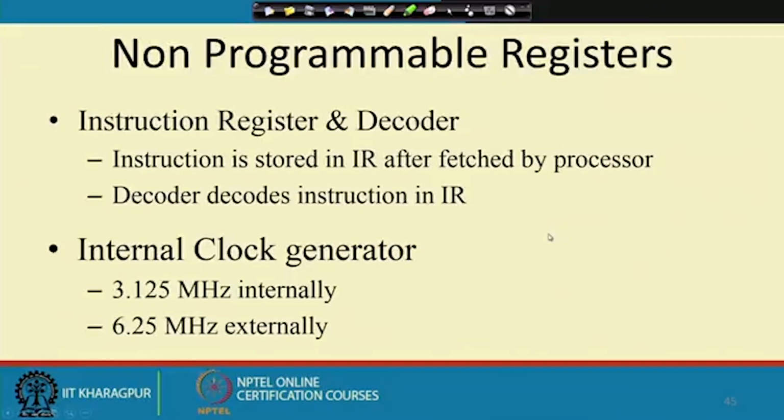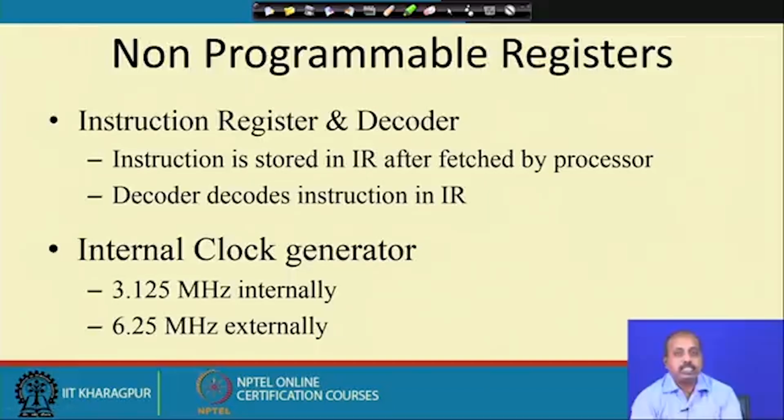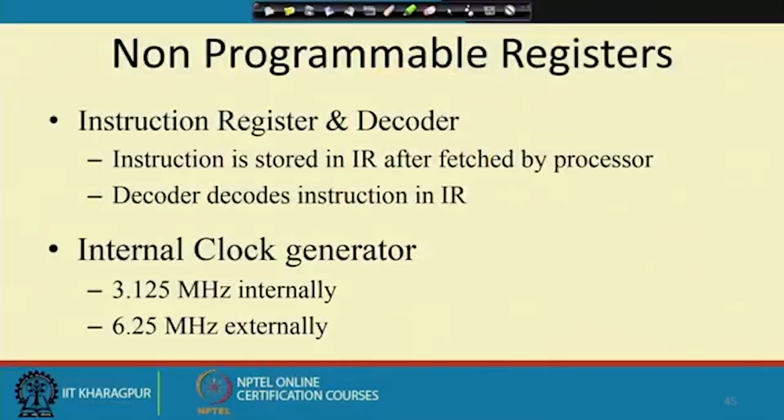There are some other non-programmable registers. One is the instruction register and decoder. The processor puts the address of the next instruction onto the address bus, and the memory responds with the next instruction. When the instruction comes to the data bus buffer, it is directed towards the instruction register. So, the instruction is stored in the instruction register after being fetched by the processor, and the instruction register's output will go to a decoder, and the decoder will decode that instruction.